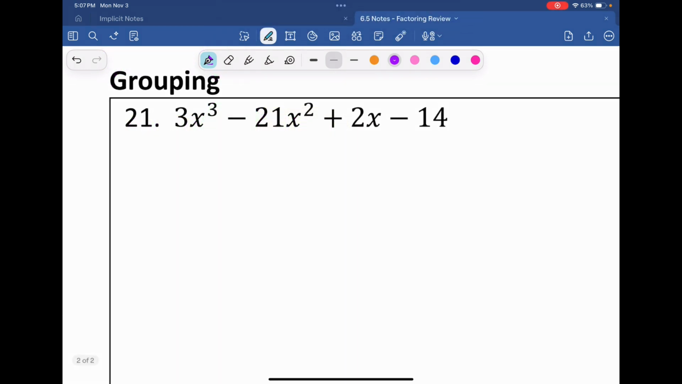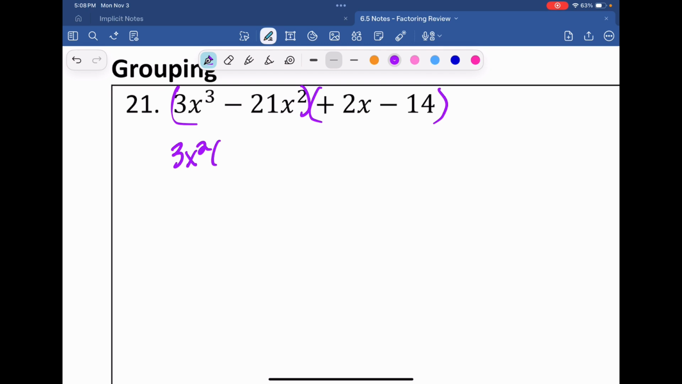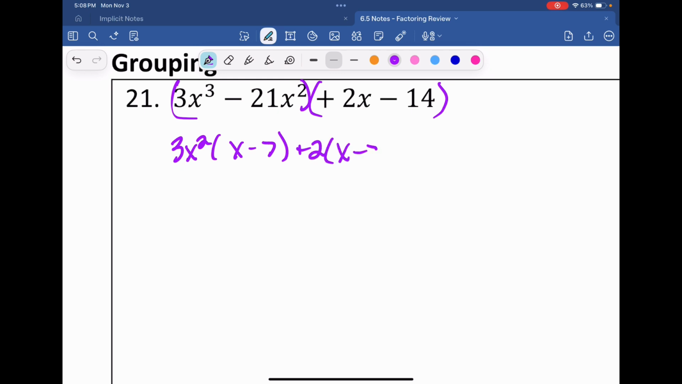All right, so factoring by grouping, as long as your first 2 terms have a GCF, you can go ahead and start. 3 and 21 definitely share a GCF. So group the first 2 and the last 2. GCF of the first group, 3x squared. So x minus 7. Second group was a 2. Common binomial. Whatever is left.